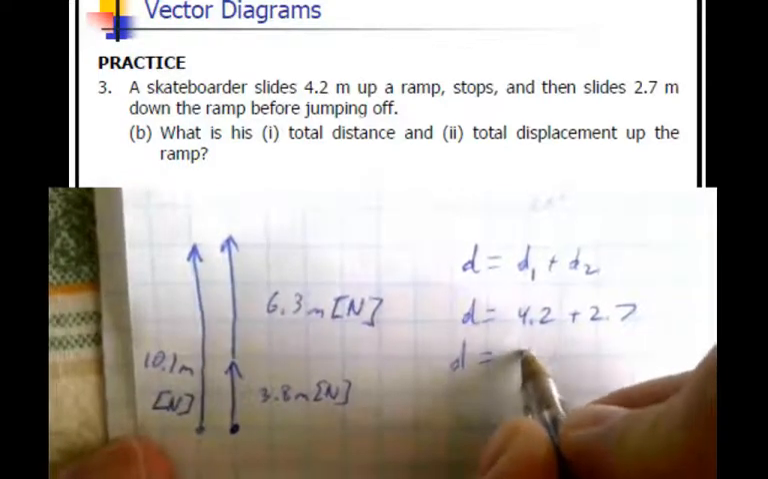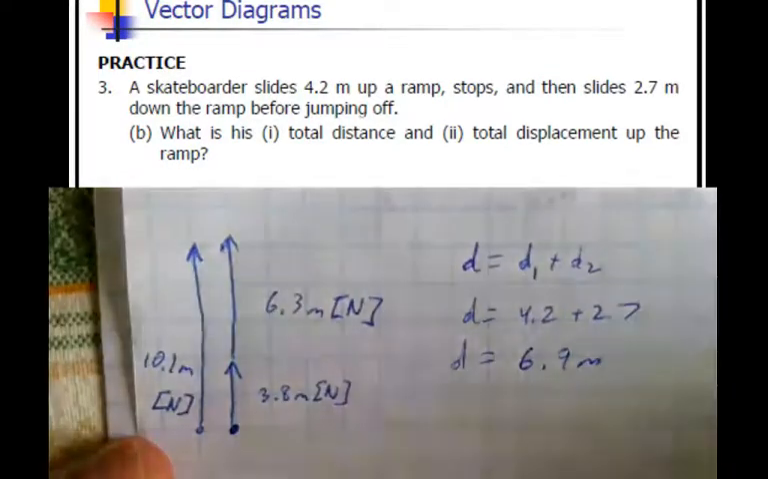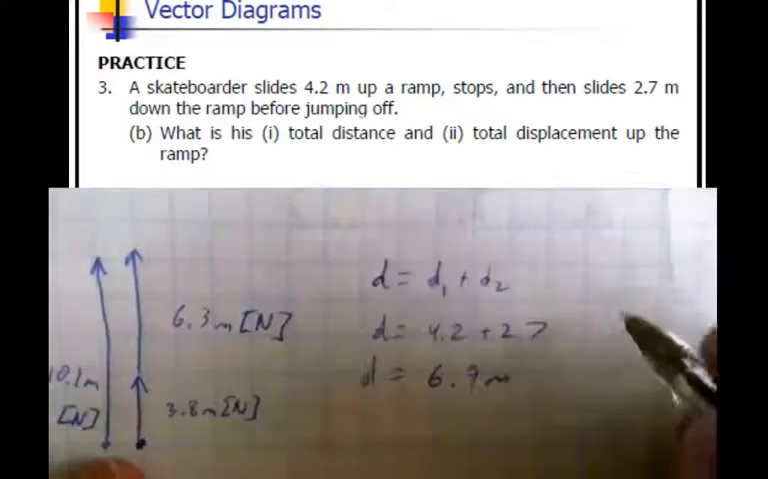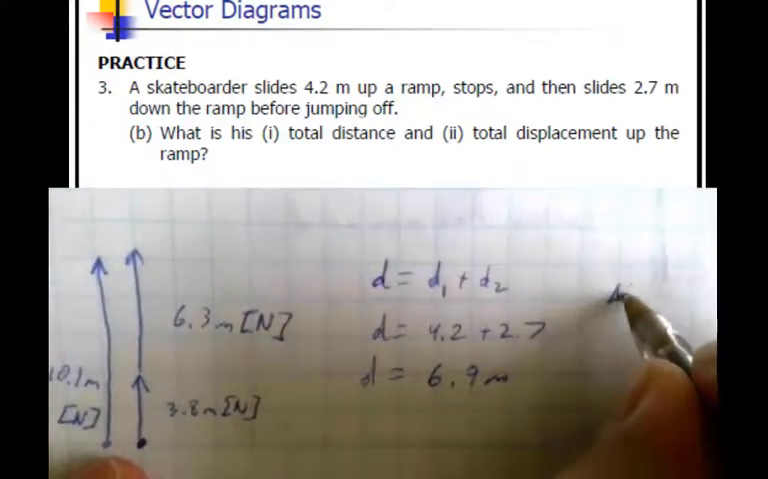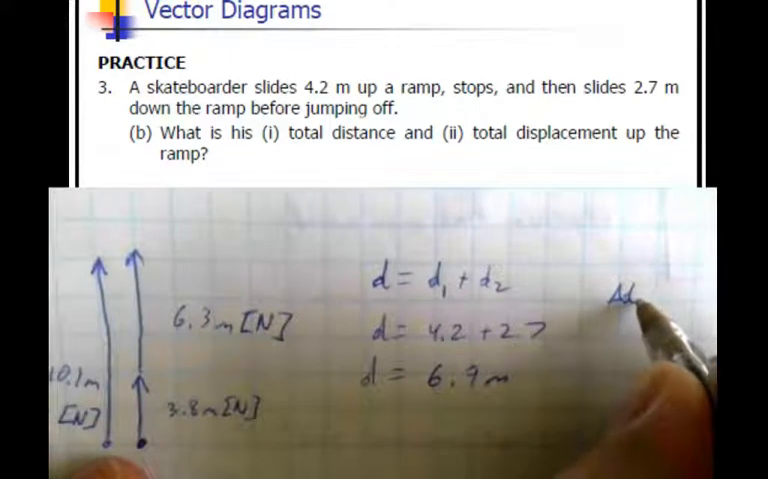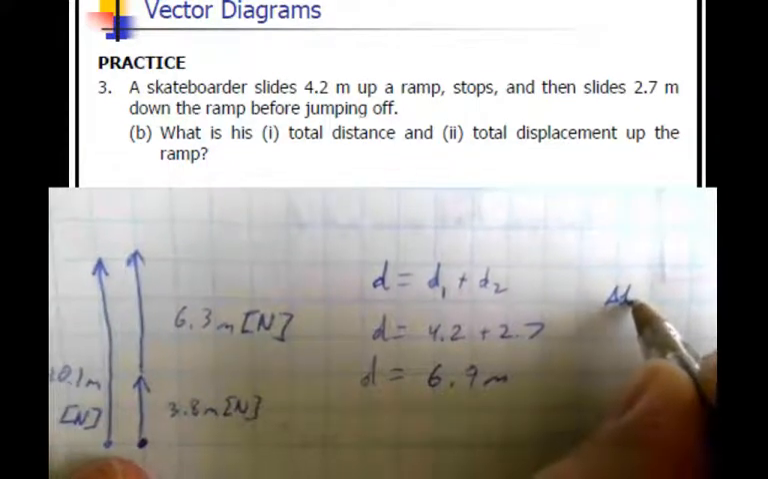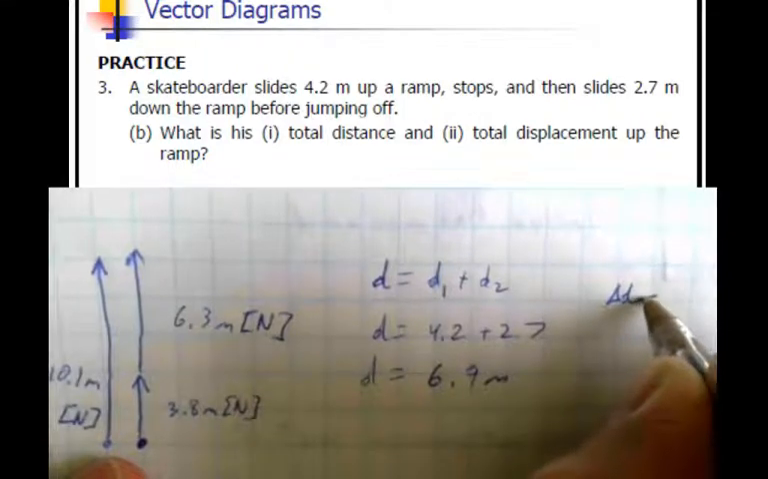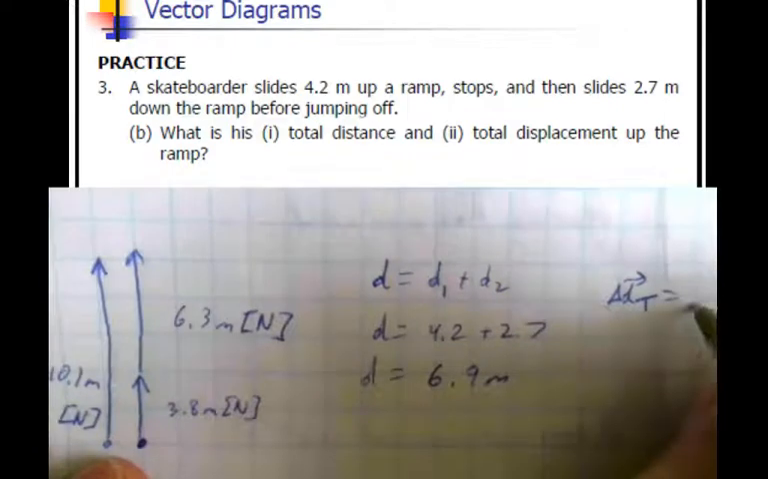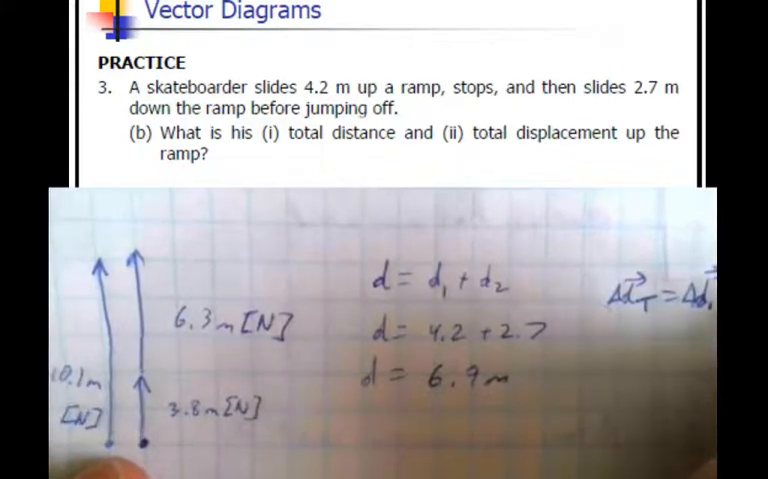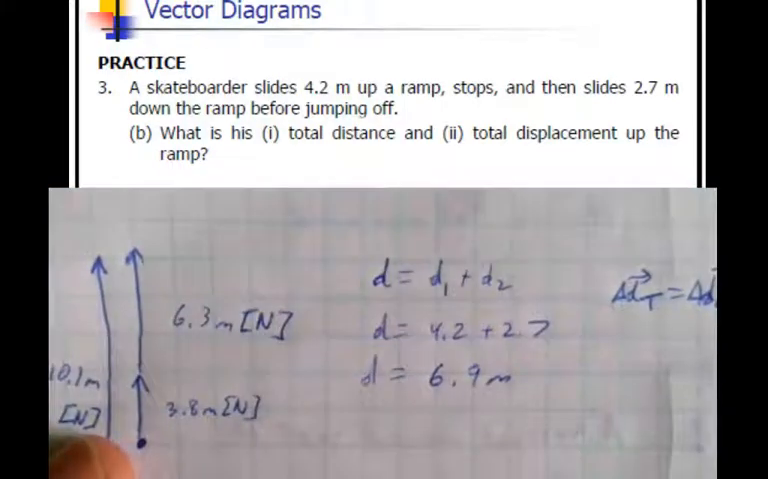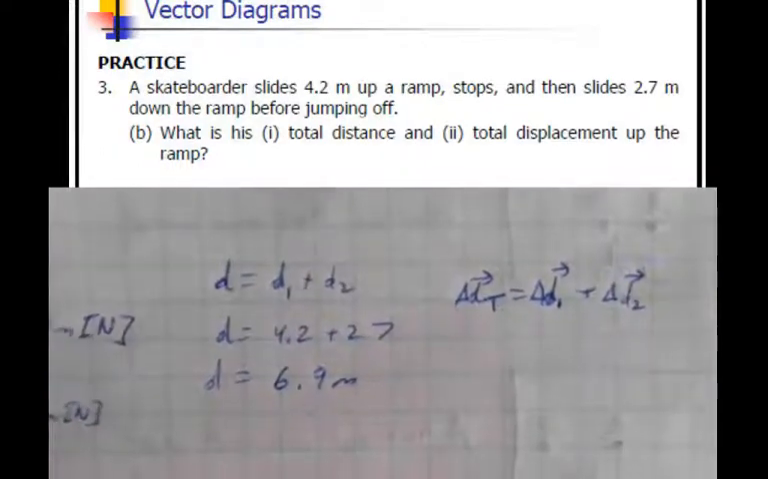And that works out to 6.9 meters. The displacement would be delta D. Let's say he goes 4.2 meters up. So let's do it this way, where we add the displacements. Sometimes you have to decide on what is better. Do you add the displacements or do you subtract the positions? So here I am adding the displacements together, and I have to move my camera over.